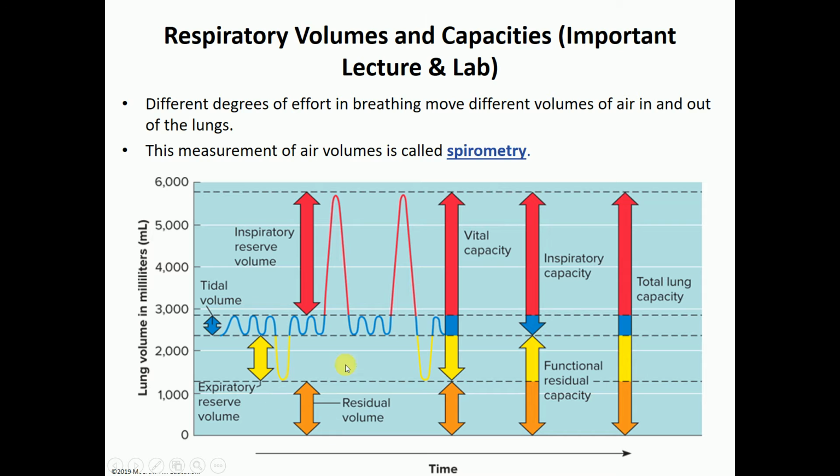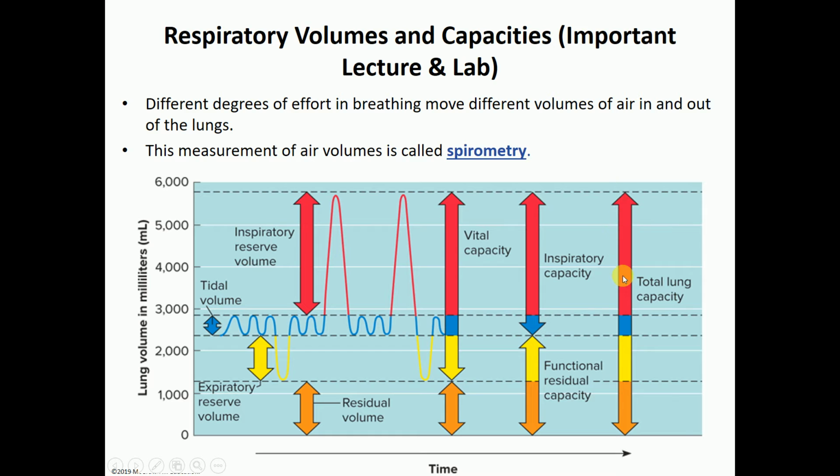The residual volume is the amount of air that will always remain in the lungs even after a maximal exhalation. So no matter how hard a person exhales, there is always going to be some air that remains in the lungs, and that is known as the residual volume. It prevents the lungs from collapsing. The functional residual capacity would be the amount of air found in the lungs after a normal exhalation. So that includes the expiratory reserve plus the residual volume.